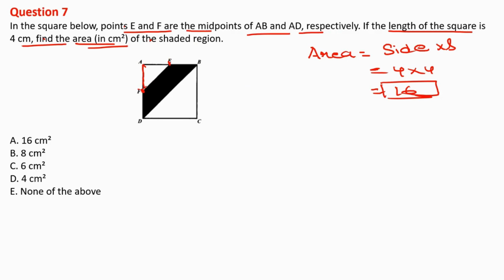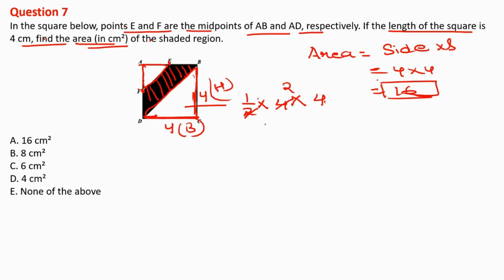Now, can we see there is a right angle triangle over here as well as over here? If we remove this part from the total, we'll get the area of the shaded part. Okay. So what's the formula for the area of a right angle triangle? Half into base into height. This is the base, right? Base is 4 cm. This is the height. Base is 4. Height is also 4. So that makes it 2, 2 fours are 8. So the area of this part is 8. 16 minus 8, we are left with 8 centimeters square.